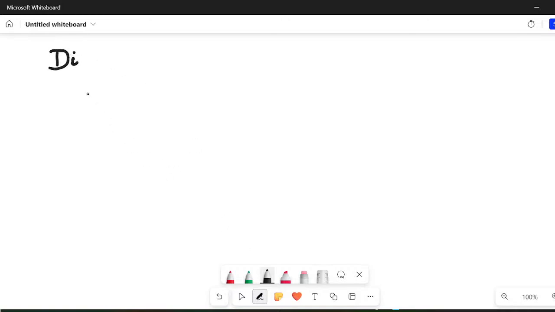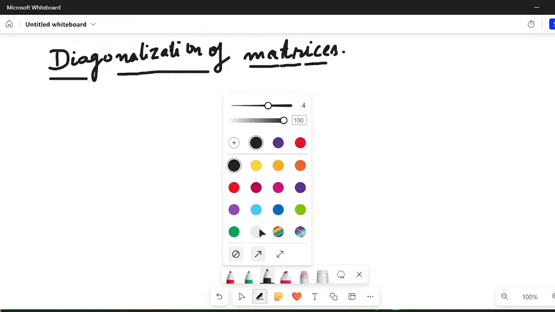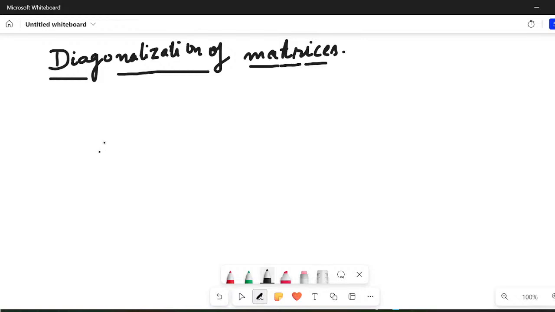It is an important topic because in mathematical physics, most often, we need the diagonalization of a matrix to be done. Diagonalization of matrices. Without wasting time, let us start.